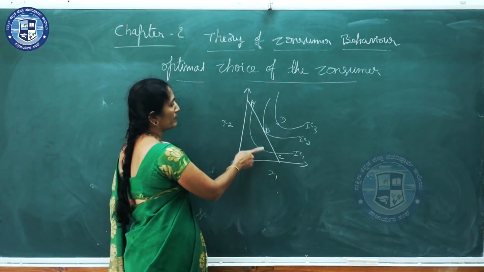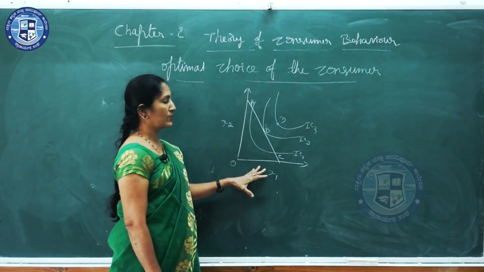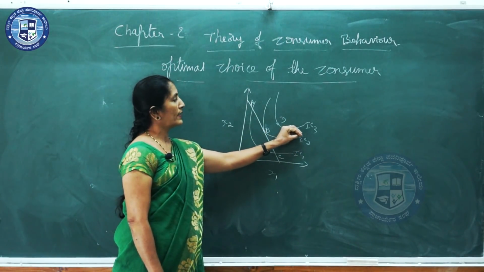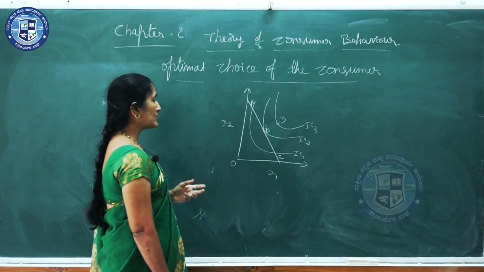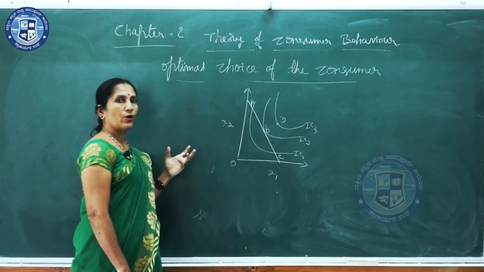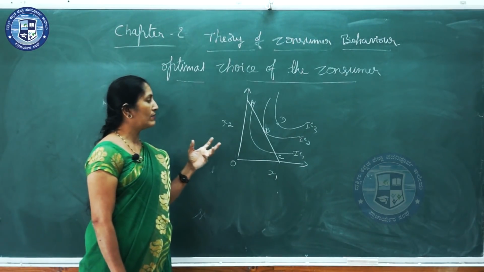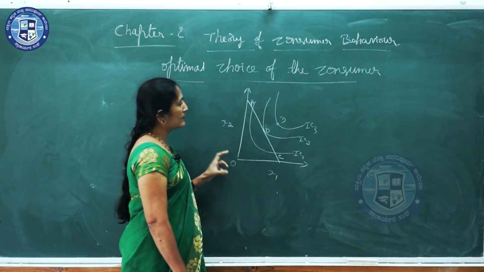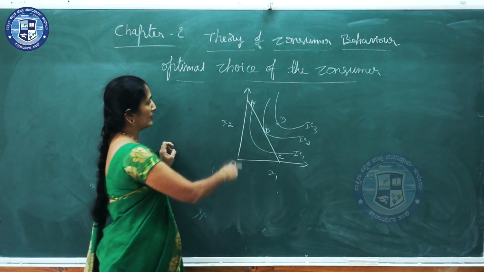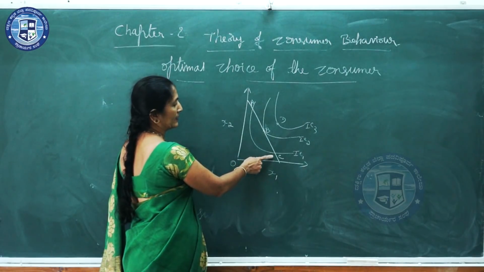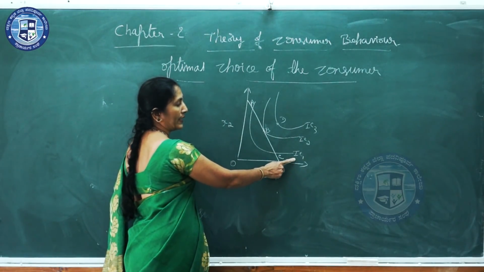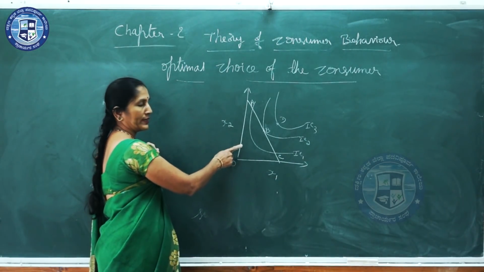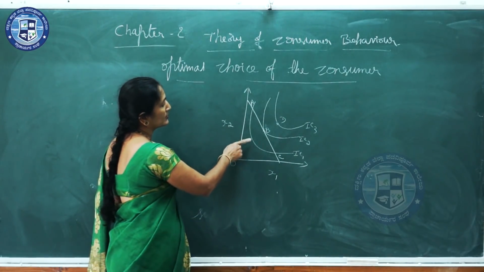Some combinations lie on indifference curve 1, some on indifference curve 2, and some on indifference curve 3. The rational consumer chooses those combinations which lie on the budget line, which are affordable to him. In this graph, the combinations A and C lie on indifference curve IC1. Here the consumer does not make the optimal choice; he does not want to choose that combination.